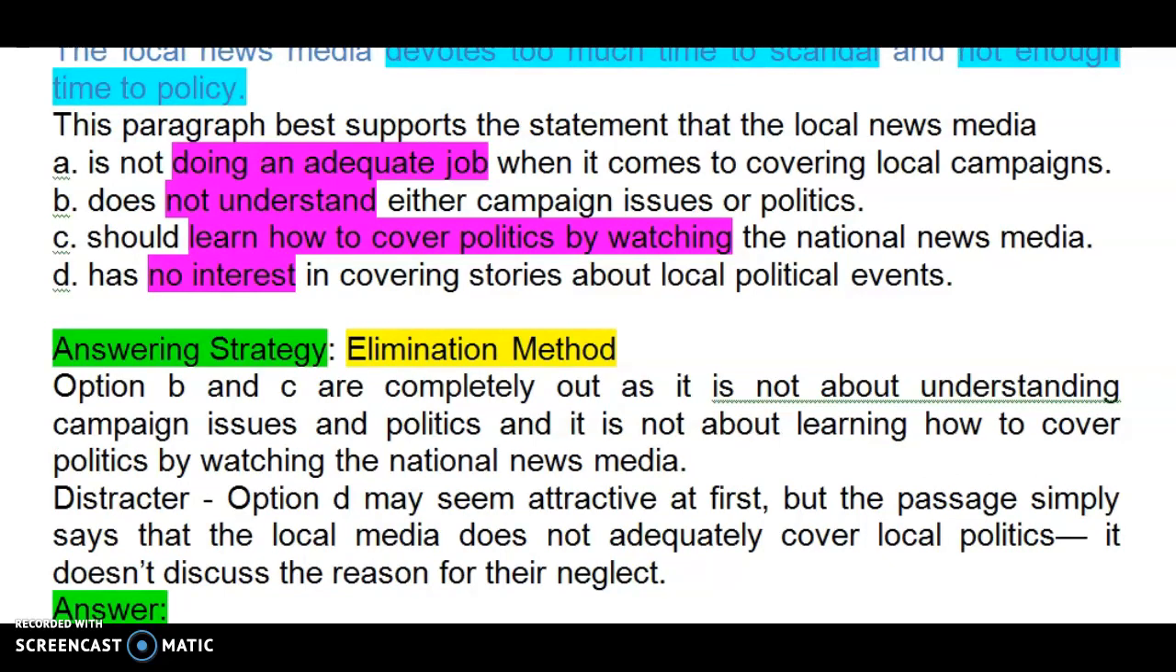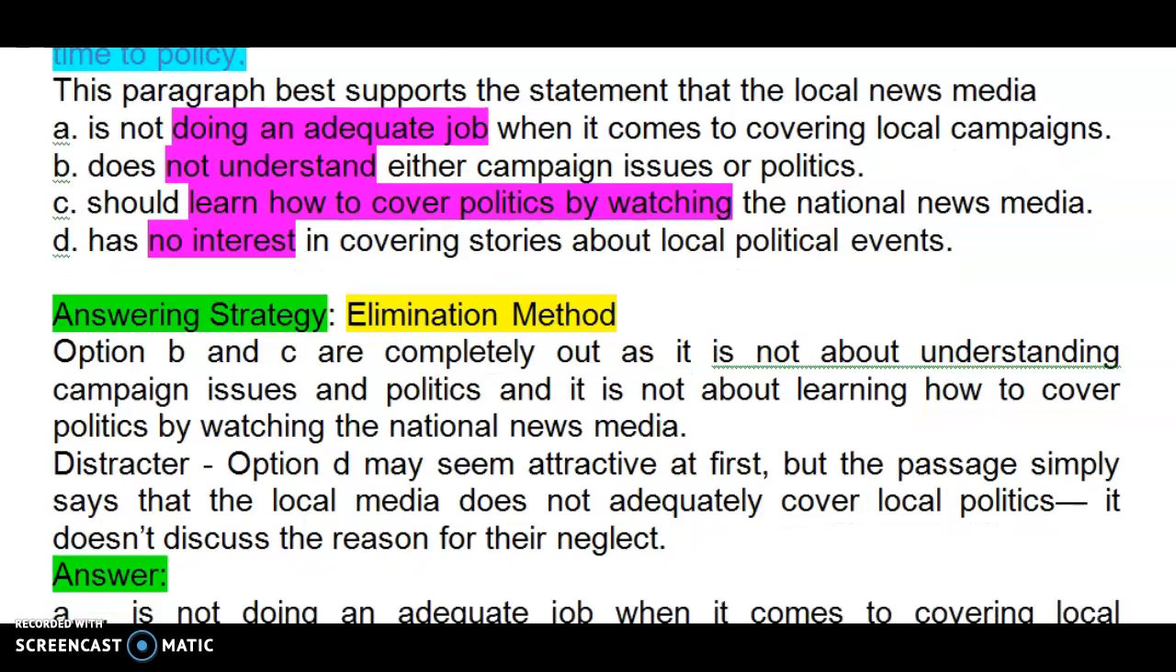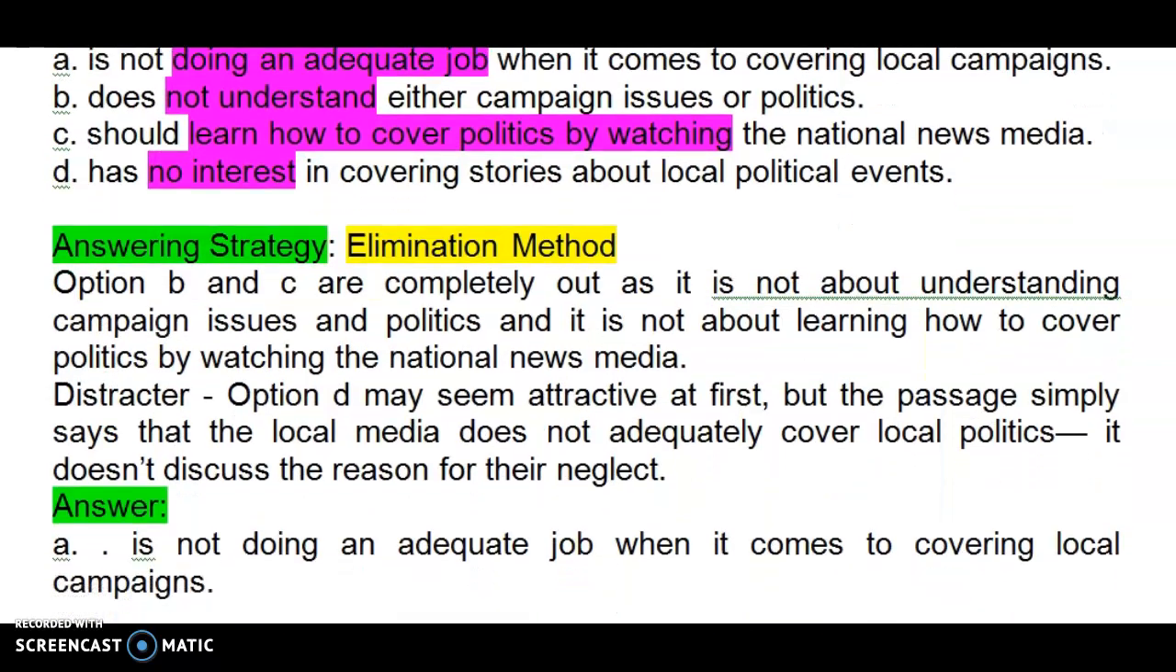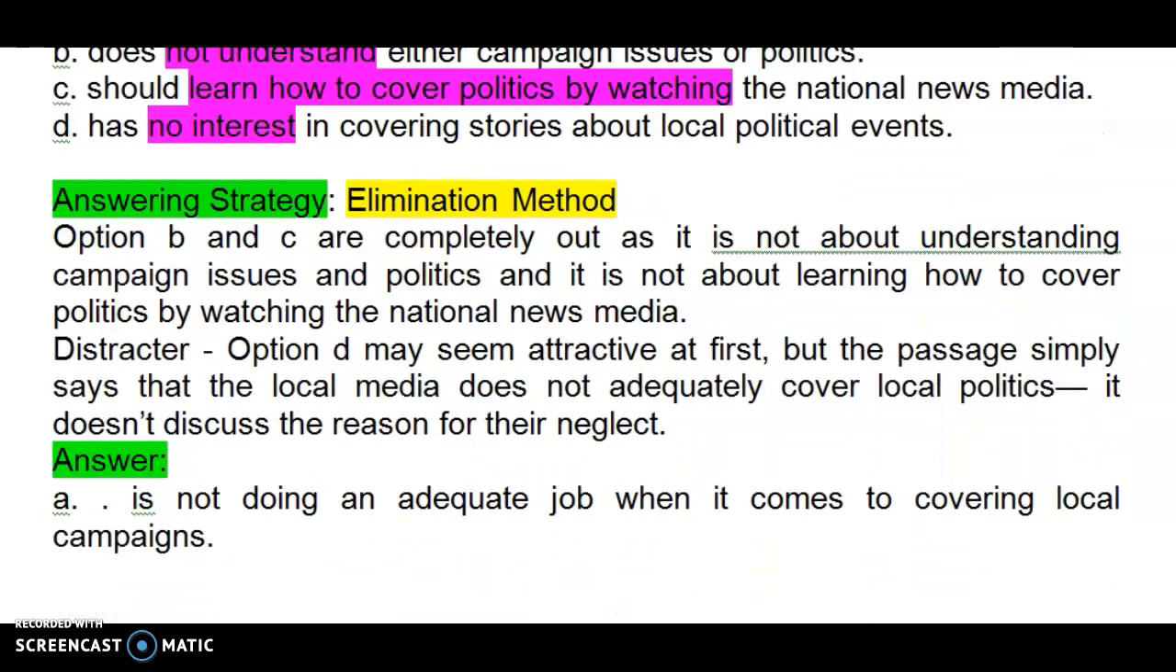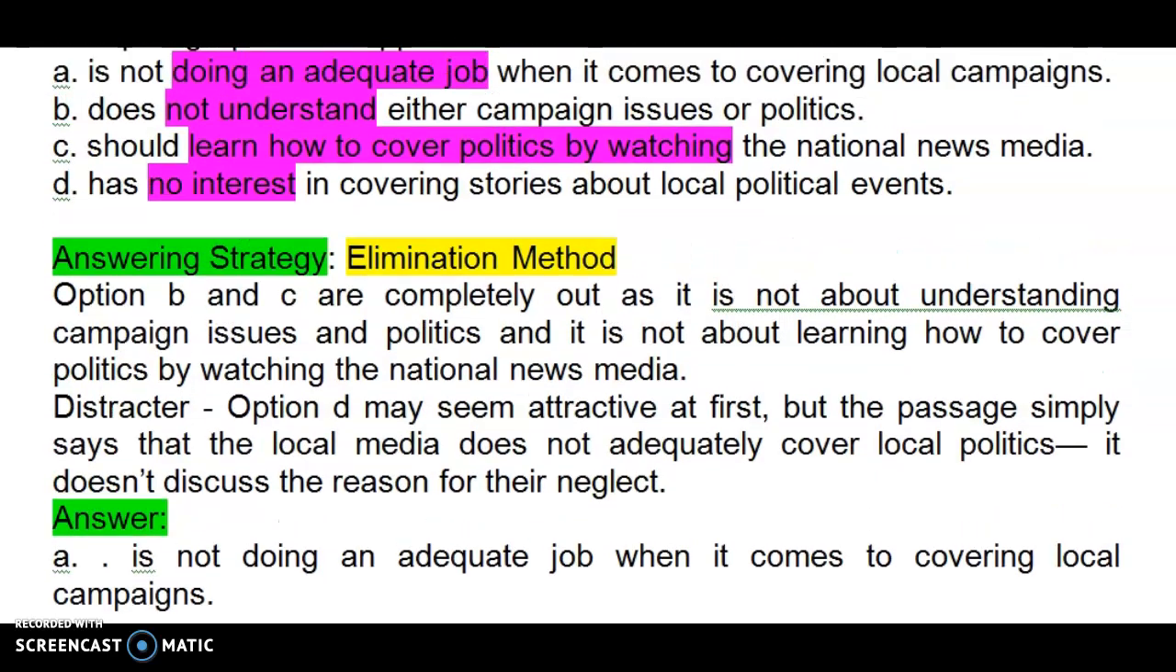There is a distractor, that is option D, has no interest in covering stories about local political events. Option D may seem attractive at first, but the passage simply says that the local media does not adequately cover local politics. It doesn't discuss the reason for their neglect. Thus, we narrow down the answer, that is answer A, is not doing an adequate job when it comes to covering local campaigns.